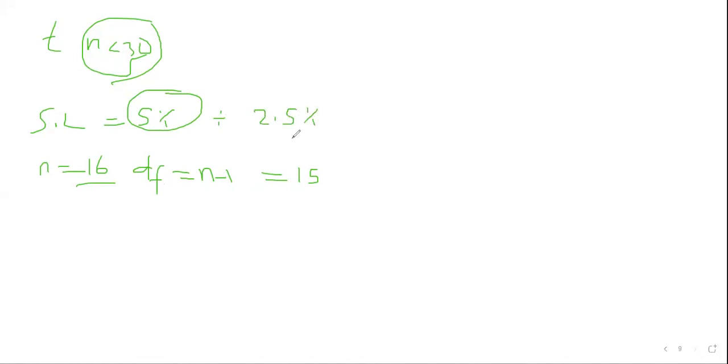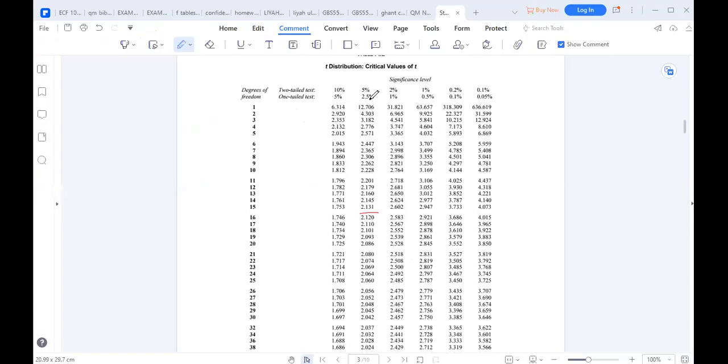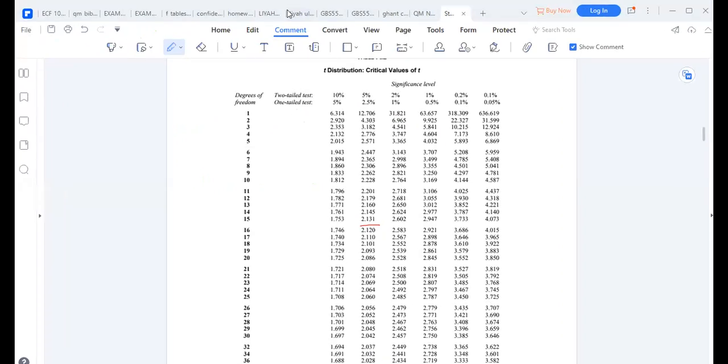So in other tables you need to check for 0.025, and you read under 15. So 5%, half of it is 2.5. Then you check under 15 there. 2.131. That is where we got our figure from. Is that clear?